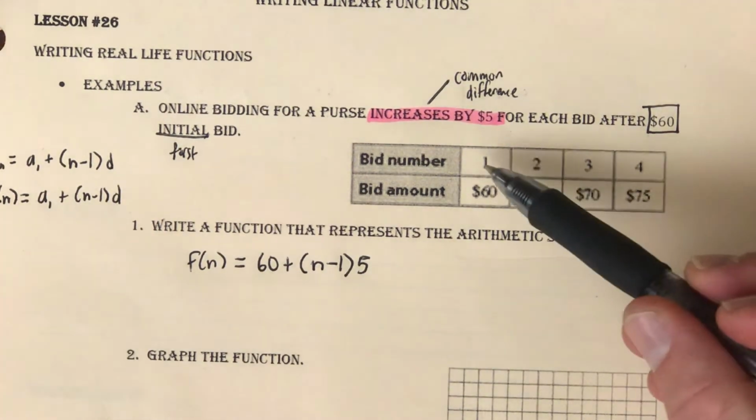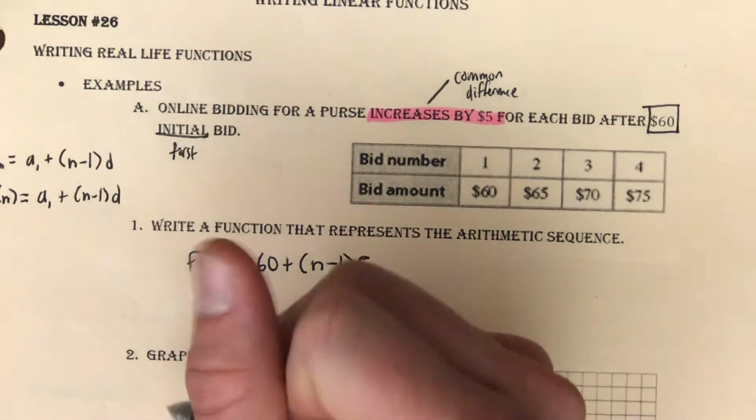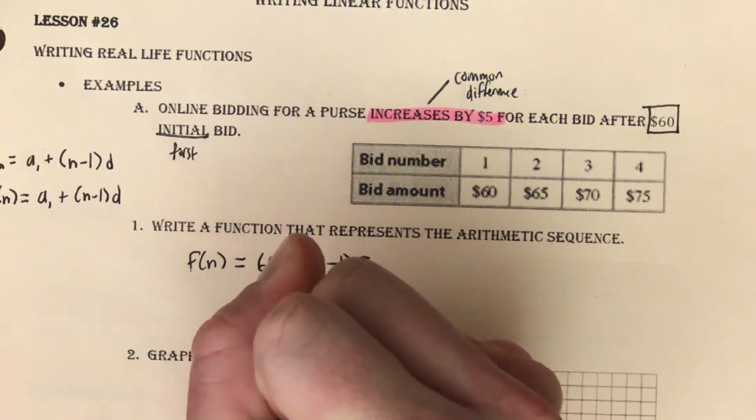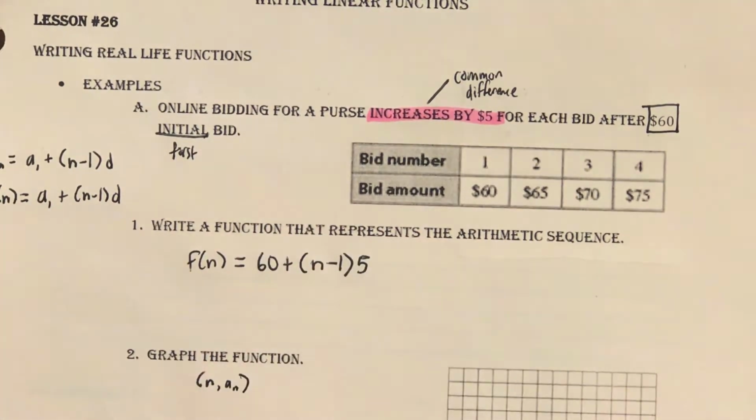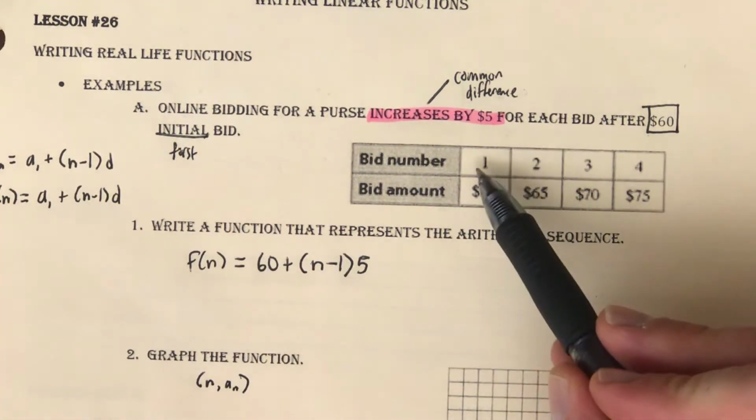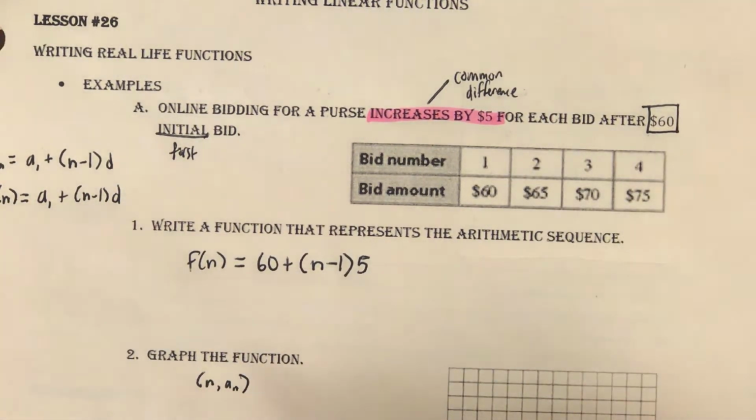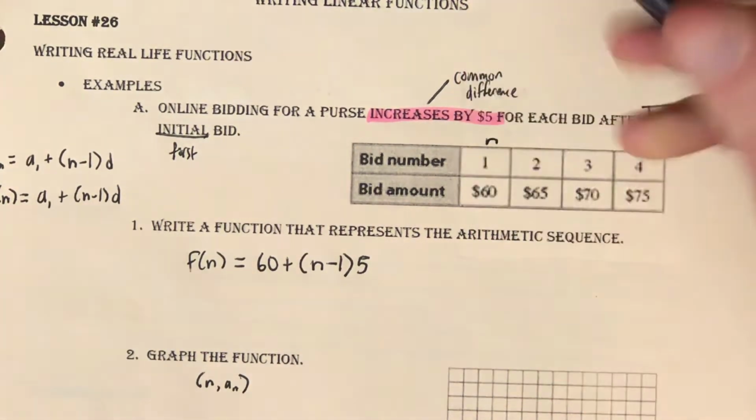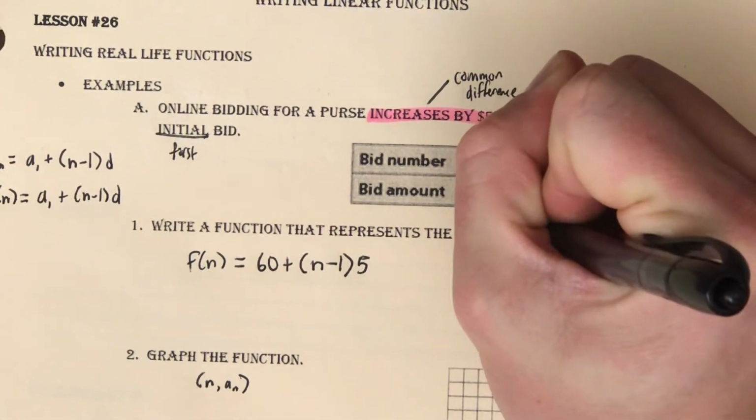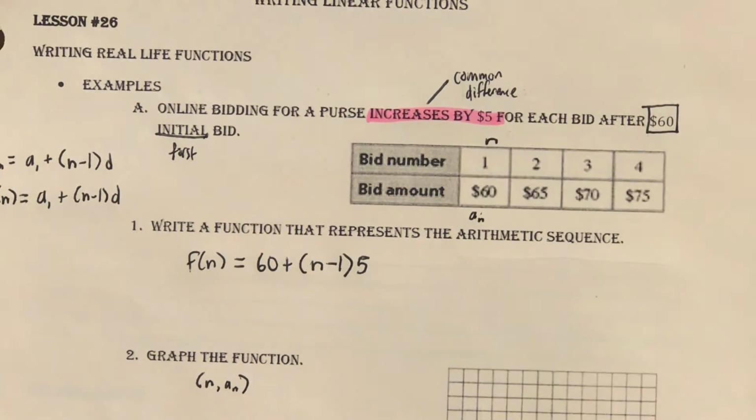We have to remember that these are ordered pairs. That deals with the n, comma, a of n idea. The position in the sequence is the n, so 1, 2, 3, 4. The number itself is the actual bid amount. So this is n, this is a of n, or a_n, excuse me. I just need to create ordered pairs out of that.